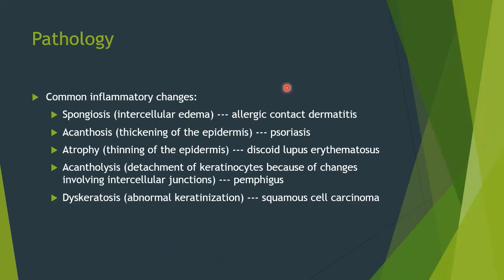In the stratum spinosum, some common inflammatory changes are there. There may be intracellular edema, which can be seen in allergic contact dermatitis. There may be acanthosis, which means a thickening of the epidermis. It is seen in various reactive and inflammatory conditions. Psoriasis is one of them. There may be thinning or atrophy of the epidermis, which may be seen in discoid lupus erythematosus. There may be acantholysis, that is detachment of the keratinocytes because of changes involving the intercellular junction, as seen in the bullous disorders, pemphigus and pemphigoid. And there may be dyskeratosis or abnormal keratinization, as seen in malignant squamous neoplasm.